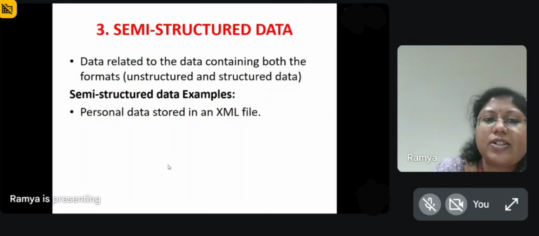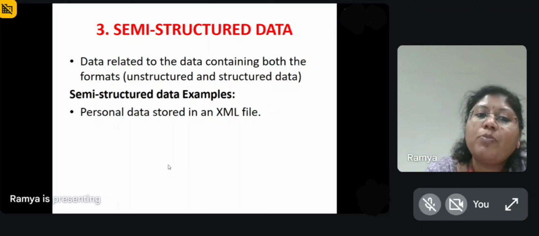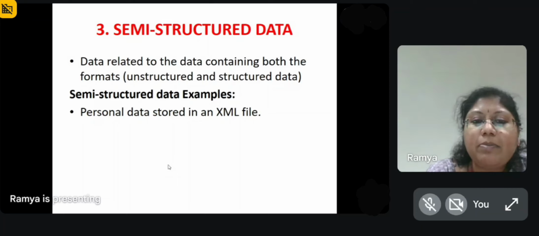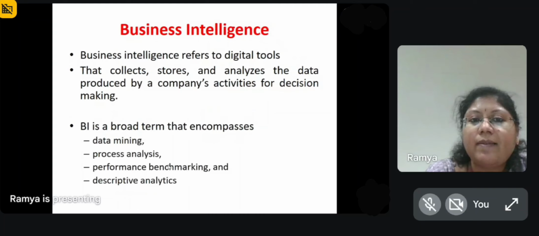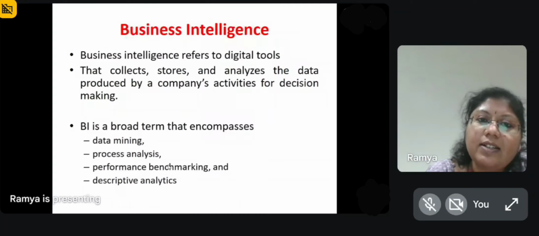Next, we are having the semi-structured data. Data which is based upon both the formats, that is unstructured as well as structured data, comes under the semi-structured data. An example is personal data stored in an XML file, right? So this is the case of semi-structured data.